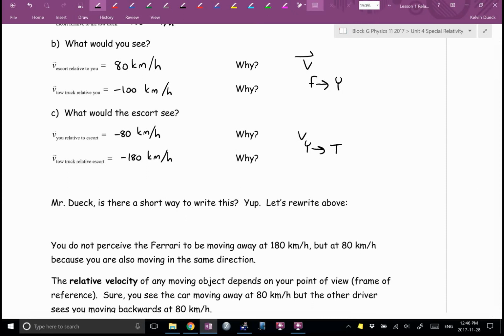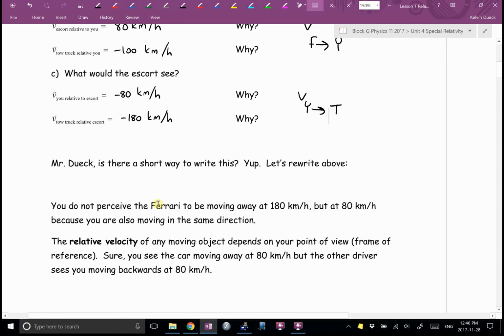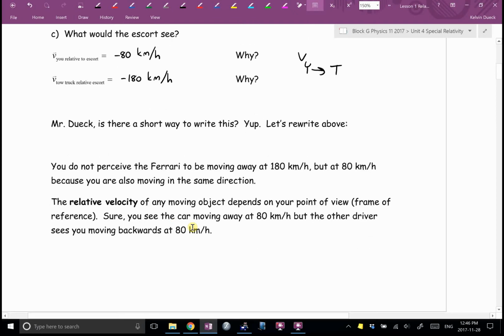Originally, when I made this up, for some reason I used an escort, and then I went, wait a minute, that's a weak vehicle. They don't go very fast. Change it. So you don't perceive the Ferrari to be moving away at 180 kilometers per hour, but at 80 kilometers per hour, because you're also moving in the same direction. So the relative velocity of any moving object depends on your point of view, fancy word, frame of reference, or reference frame.